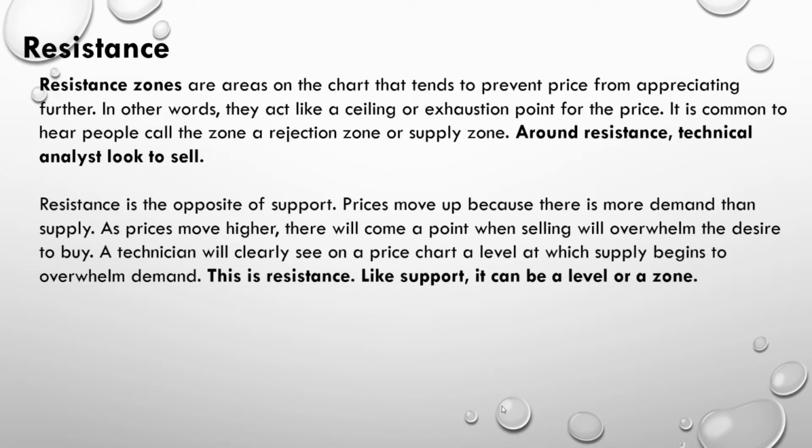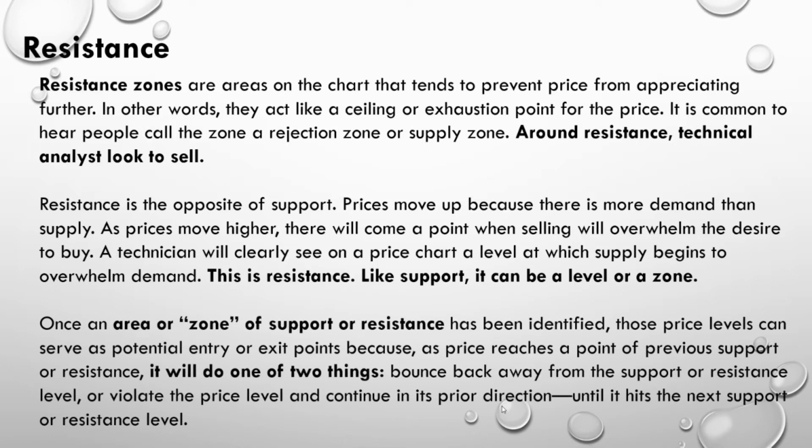Now, let's note that resistance is the opposite of support. Prices move up because there's more demand than supply. As prices move higher, there will come a point when selling will overwhelm the desire to buy. Now, this happens for a variety of reasons. It could be that traders have determined that prices are too high or have met their target. It could be the reluctance of buyers to initiate new positions at such rich valuations. It could be for any other number of reasons. But a technician will clearly see on a price chart a level at which supply begins to overwhelm demand. Now, this is resistance. Like support, it can be a level or a zone or also an area.